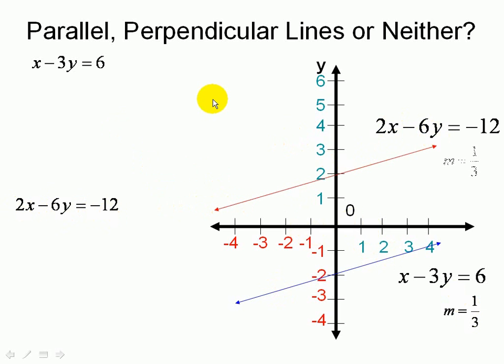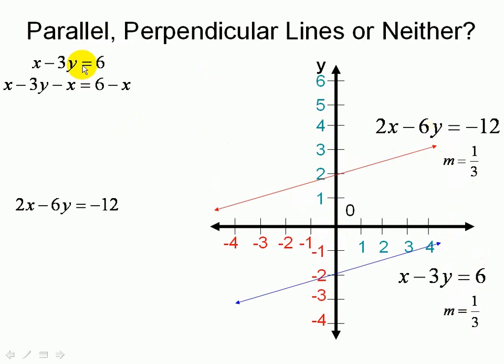And we'll solve for each of these equations to see what the slope is. I calculated each of these equations before, but they're equal to 1/3. Since they have the same slope, they are parallel, and they also have different y-intercepts.